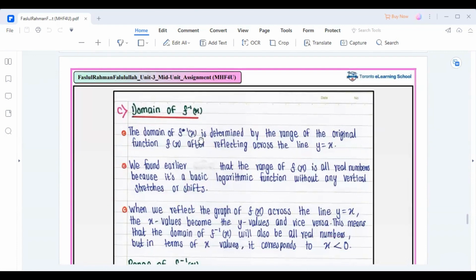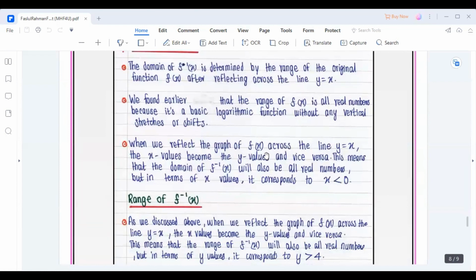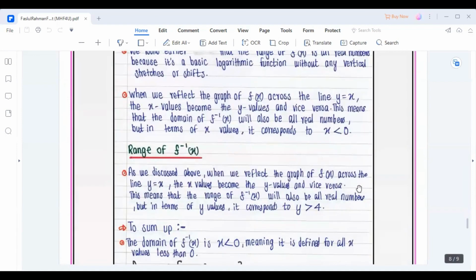The domain of f inverse x is determined by the range of the original function f(x) after reflecting across the line y equal x. We found earlier that the range of f(x) is all real numbers because it is a basic logarithmic function without any vertical stretches or shifts. When we reflect the graph of f(x) across the line y equal x, the x values become the y values and vice versa. This means that the domain of f inverse x will also be all real numbers. But in terms of x values, it corresponds to x less than 0.